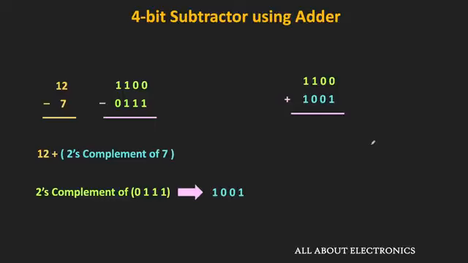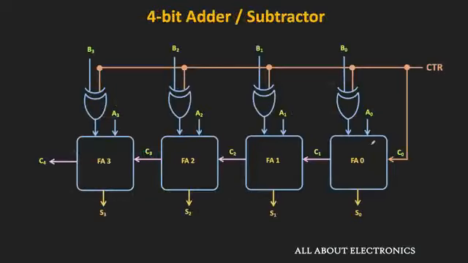So let us see the same thing with the circuit. So here one of the inputs is equal to 0111 and the second input is 1100. And here since we are performing the subtraction, this control input is also equal to 1. That means here this C0 is also equal to 1. And here since the control input is equal to 1, the output of this XOR gate will be the complement of this B3, B2, B1 and B0. So now this adder circuit will add all these numbers.